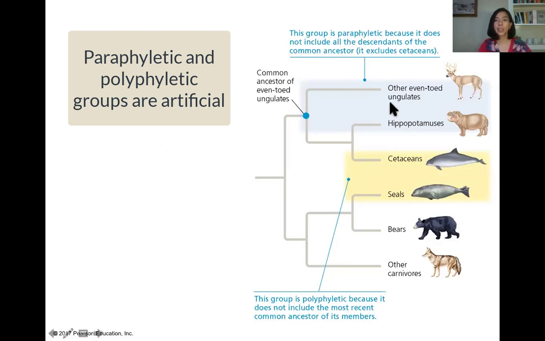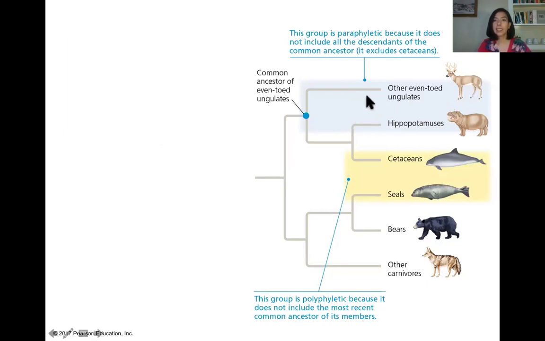In this case, we will have descendants of this ancestor. So the ancestor is the even-toed ungulates. But let's say that the group that I am interested in, I name the even-toed ungulates that are herbivores, and they are terrestrial. So that's the group that I think is a natural group. So I want to test that in a phylogeny, and I find that it is not. And it is not because this group is not including the cetaceans, which are marine, not terrestrial.